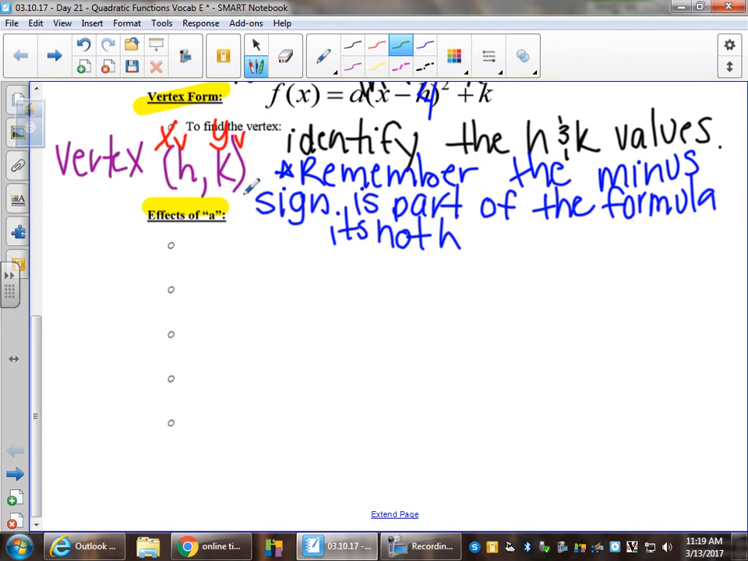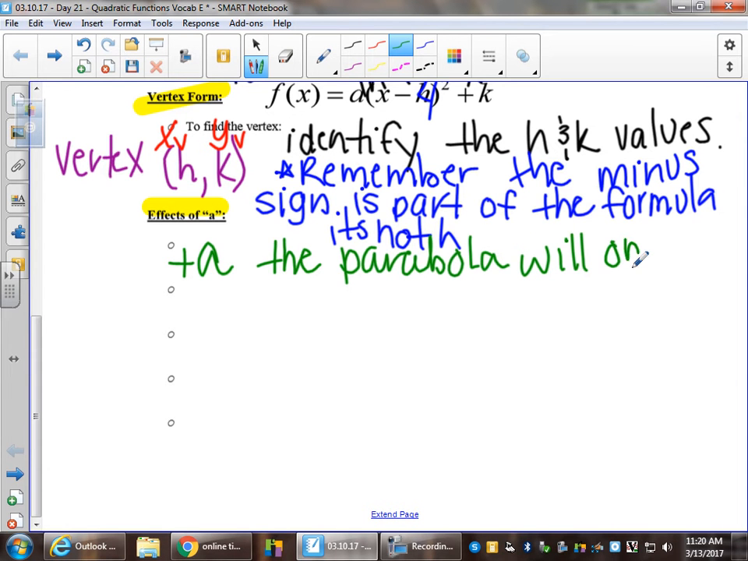Okay, so effects of a. If you don't know what I said, just shout out and I'll re-say it. When you have a positive a, the parabola will open up. If you have a negative a, what will happen? It opens down.